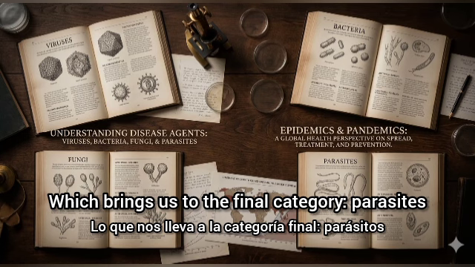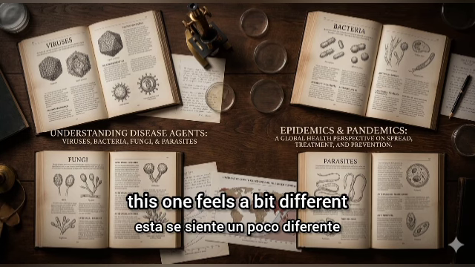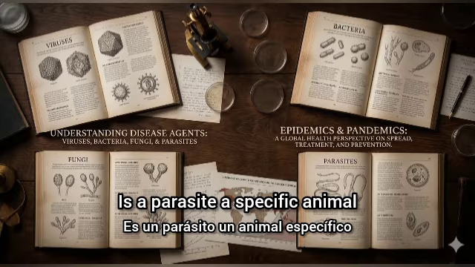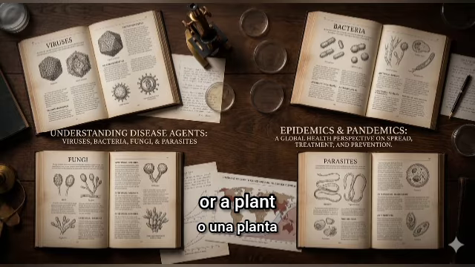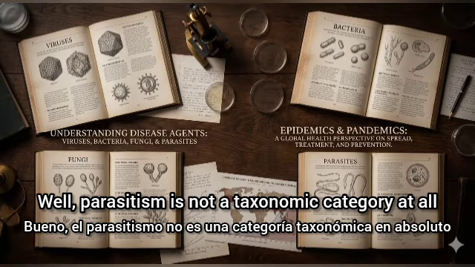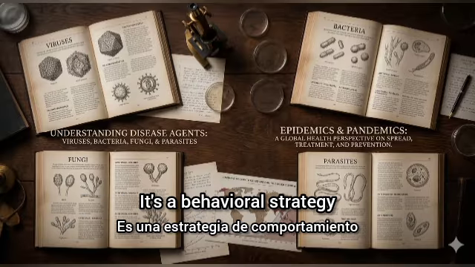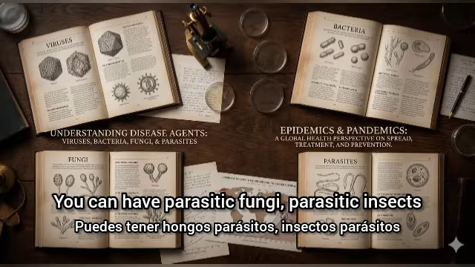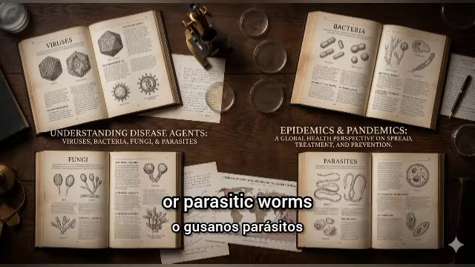Which brings us to the final category, parasites. And looking at the biology, this one feels a bit different. Is a parasite a specific animal or a plant? Well, parasitism is not a taxonomic category at all. It's a behavioral strategy. You can have parasitic fungi, parasitic insects, or parasitic worms.